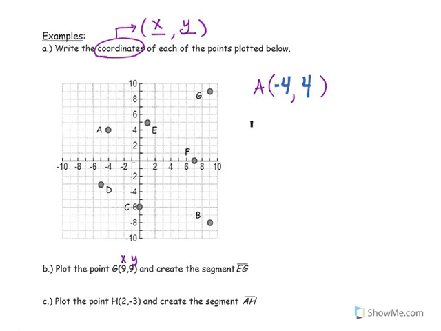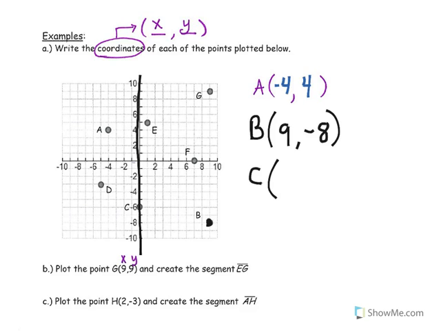Let's do a couple more together. Point B is down here. That means I went right 9, and then I went down 8. So B is (9, negative 8) because right was a positive 9, and down was a negative, so that's a negative 8.